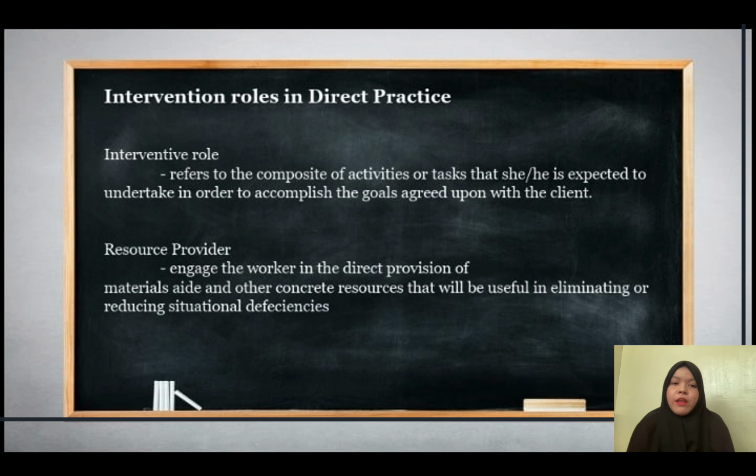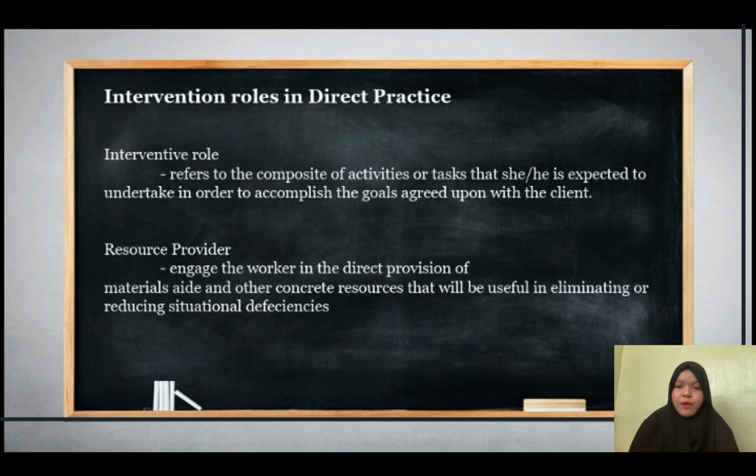So, now we have the resource provider, social broker, mediator, advocate, and enabler. So, now let me explain the first interventive role, which is the resource provider.